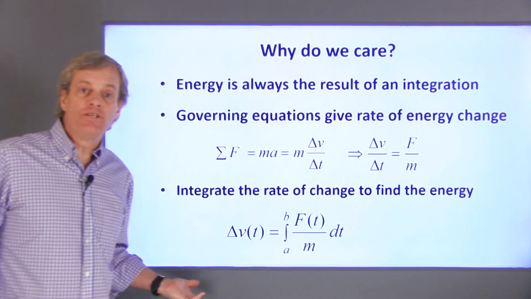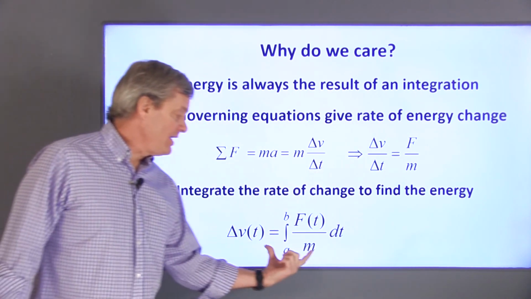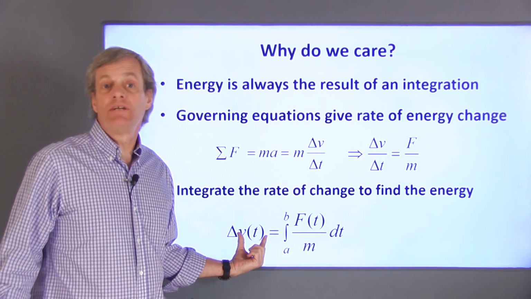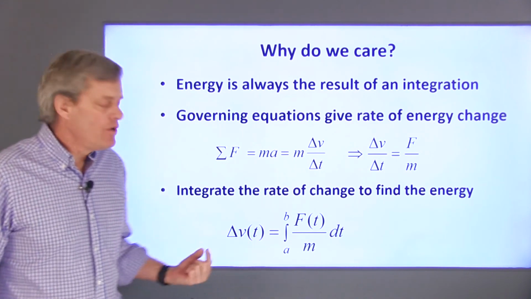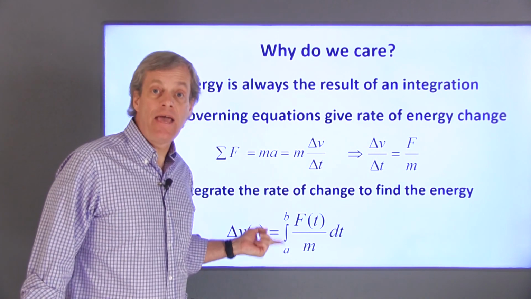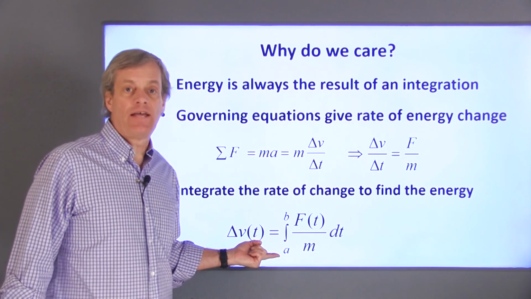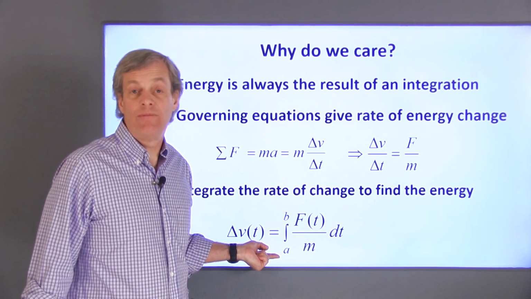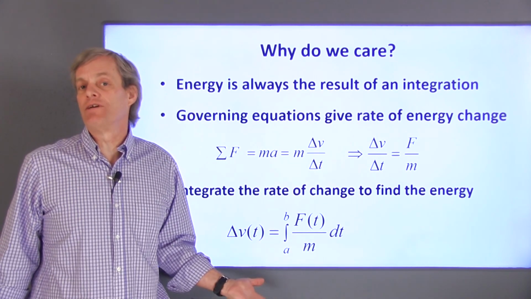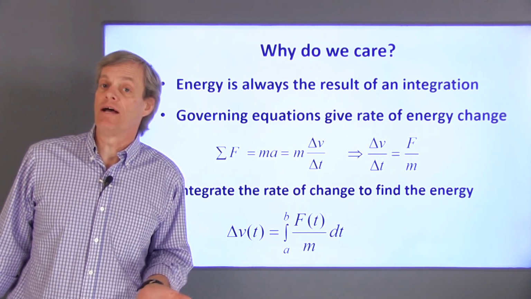To determine the energy in the mass, we need to undo this differentiation process. By integrating this derivative, we can recover the mass's velocity, which gives us the kinetic energy in the mass. Notice that this is actually a change in velocity between 2 times, a and b. In order to determine the actual velocity, we need to know the velocity of the mass at time a when we begin the integration process. That's what I meant earlier when I said that the integration undoes a differentiation process, with the possible exception of an unknown constant.